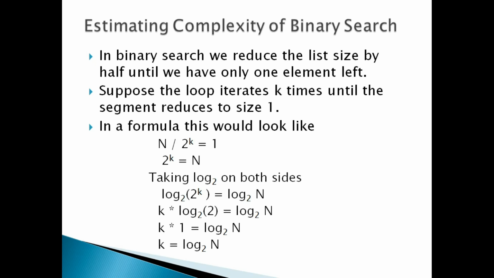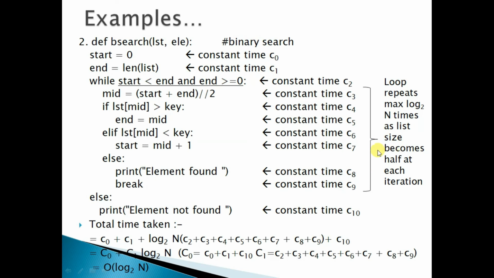So applying log on both sides, we will have this equation. This k will come forward, this will become k into log 2 base 2, and log 2 base 2 is 1. So k into 1 is equal to log n base 2. So the number of steps required, k, will be equal to log n base 2. So this is how we have reached the conclusion that I have shown you earlier, that it will take log n base 2 time.